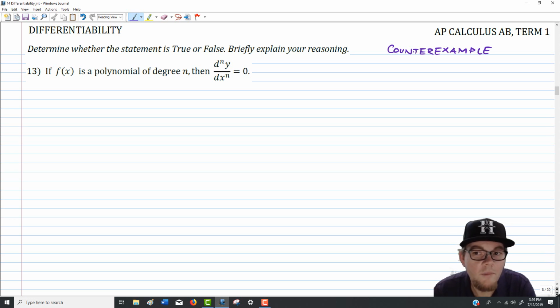Anyway, we're looking for a counterexample, something that might disprove this statement. Because if we can disprove it even one time, the statement must be false, because there's a situation, either in this case a function or a property, that guarantees it's not always true.